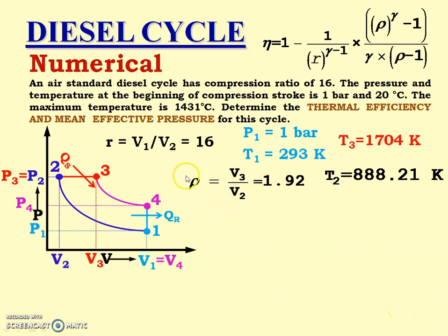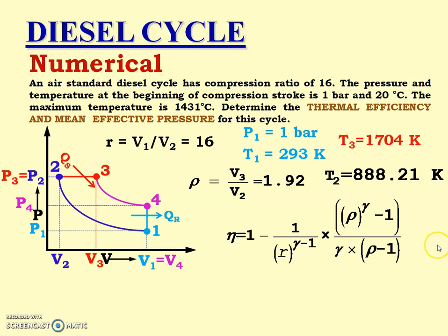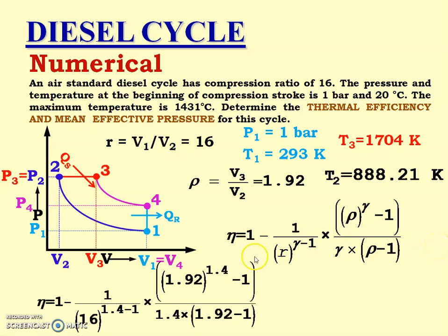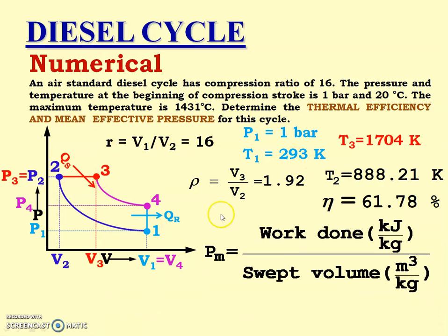So now we have got the rho, we have the value of R, and we have the value of gamma, that is 1.4. So we can calculate the efficiency of the diesel cycle. Substituting the values, the efficiency of the diesel cycle is 61.78%.